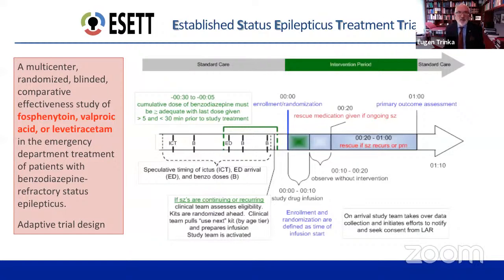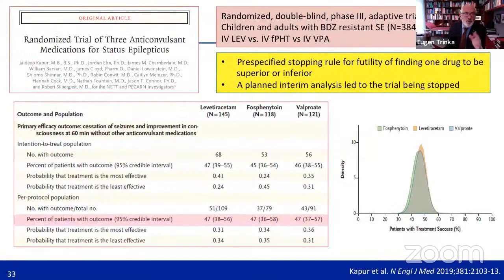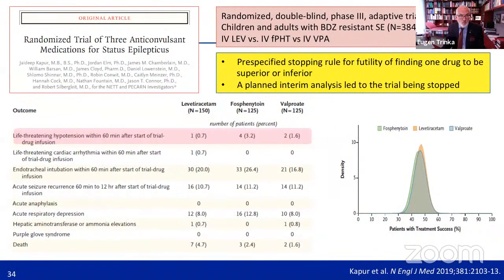The ESETT trial tried to find a difference between fosphenytoin, valproic acid, and levetiracetam. Extraordinary design, excellent group. These are the results: no difference. The pre-specified stopping rule for futility of finding one drug to be superior or inferior was at an interim analysis at 140 patients. Response rate in the second stage of treatment is around 50%. It's astonishingly similar between these 3 drugs. So you can choose whatever you want.